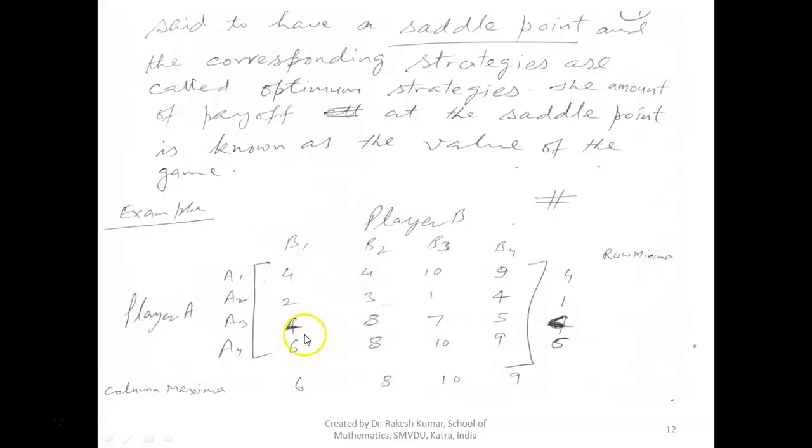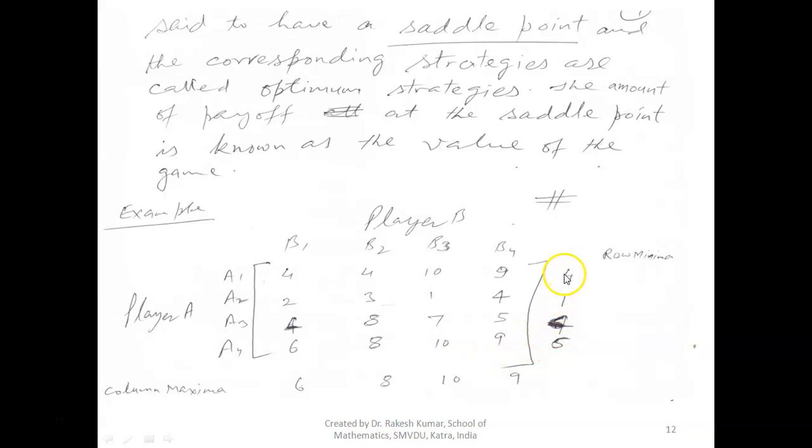So let's consider a payoff matrix to player A. A has 4 strategies, B also has 4 strategies. Now let's talk about player A first. The minimum value in each row: what is the minimum value in the first row? That is 4. Second row it is 1. Third row it is 4. Fourth row it is 6.